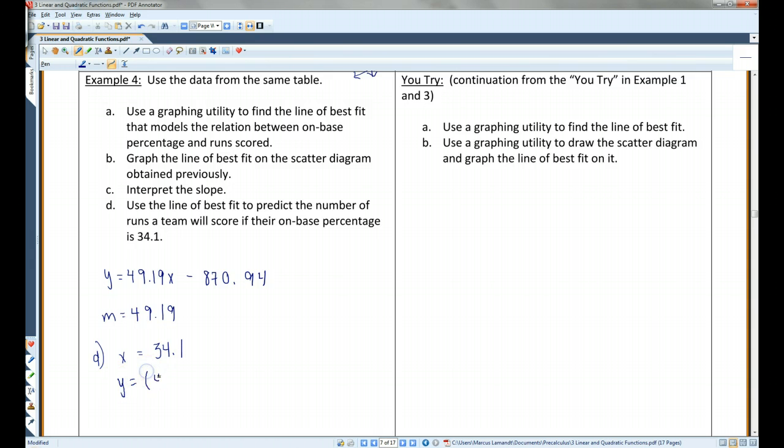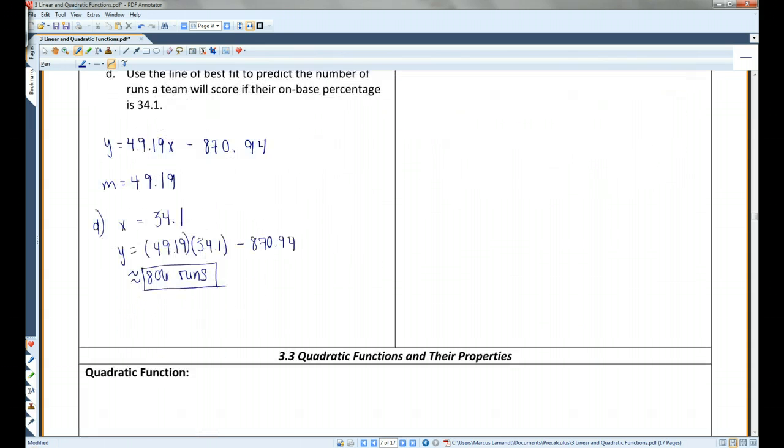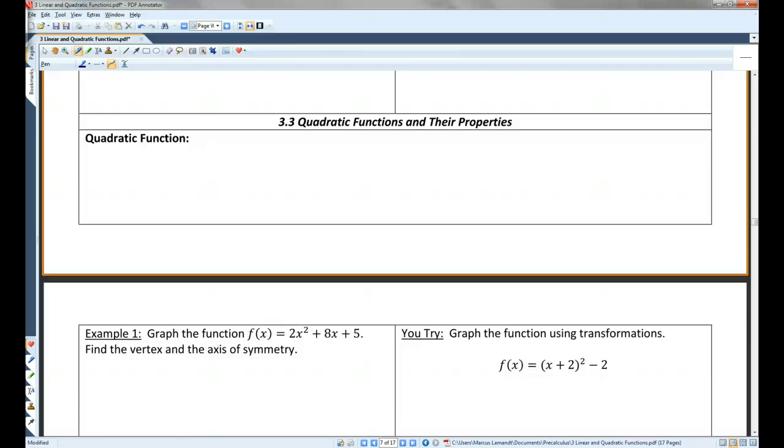Y equals 49.19 times 34.1 minus 870.94. If you solve that, it's approximately 806 runs. Alright, I'll let you guys do the U-try. And that's all for 3.2.